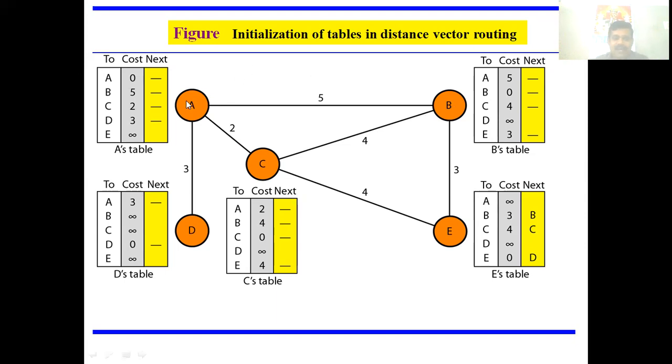First, we will take node A. This is the routing table of node A. From A to A, the distance is 0. A to B, the distance is 5. A to C, the distance is 2.